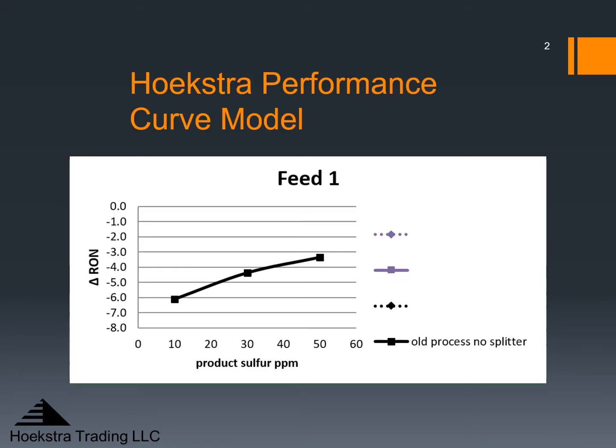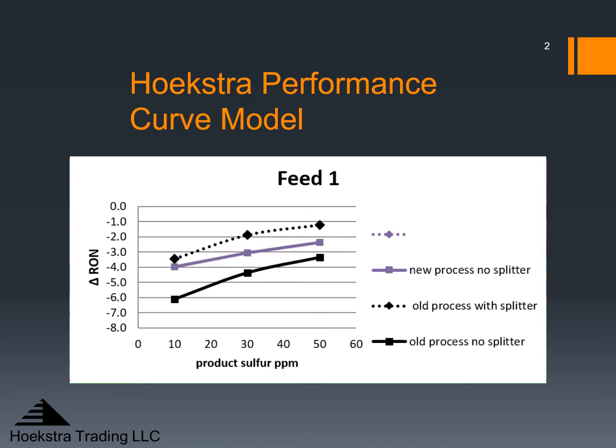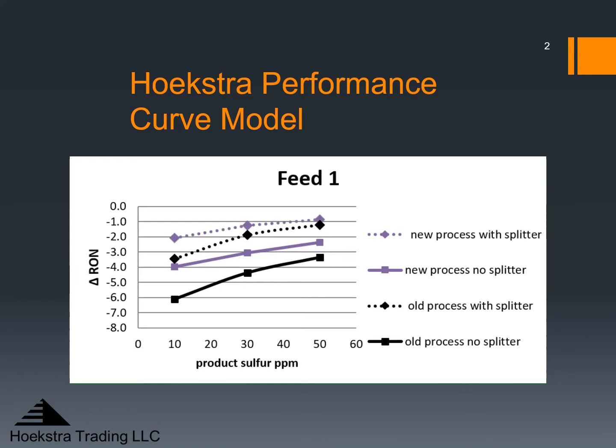This is the performance curve for a feed that we have analyzed. And in the first video, I showed how with this spreadsheet, we can see the effect of adding a splitter to the process to remove C5 light naphtha. And we can also see the effect of a selectivity improvement. This purple curve is for a 40% more selective process without a splitter, and the dashed purple curve is for an improved selectivity process with a splitter.